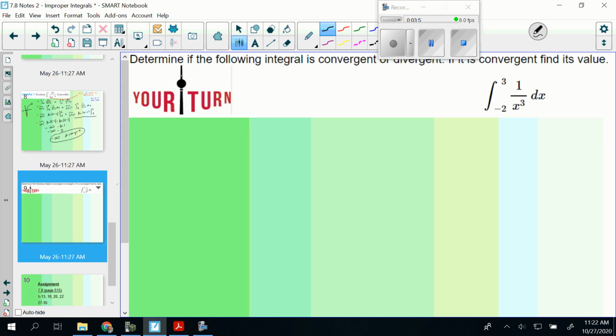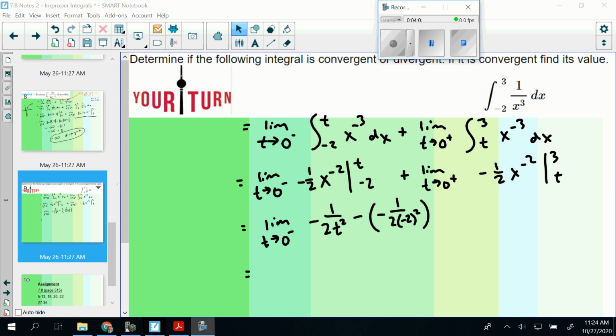All right, why don't you pause the video and see if you can do a similar one here. All right, let's see how you did here. The one that's going to make this one bad is 0. 0 is not in the domain, so you want to split this into 2 integrals, one from -2 to 0, because that's our limit there, and the other one from 0 to 3, again with 0 being our limit here.